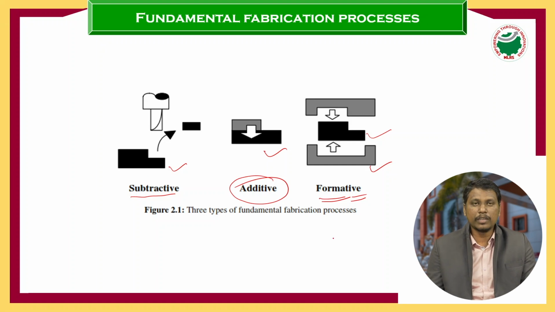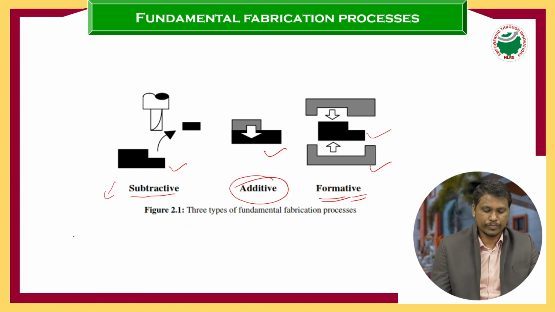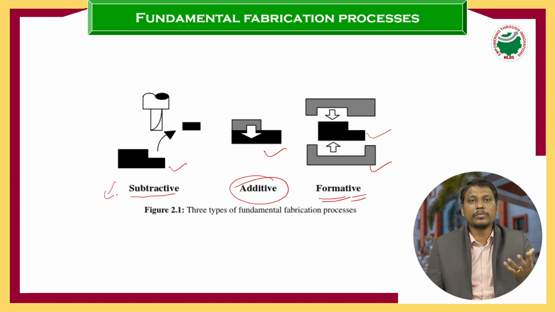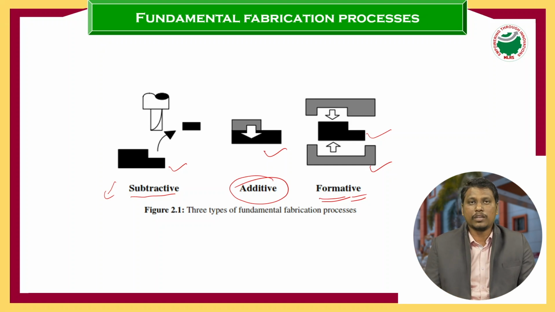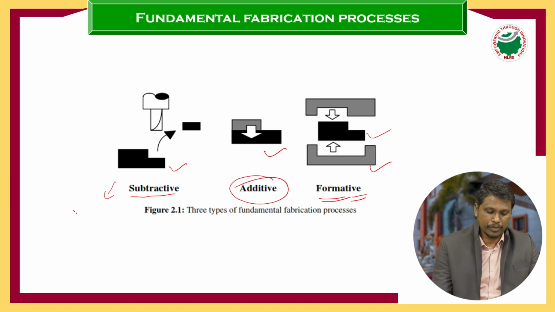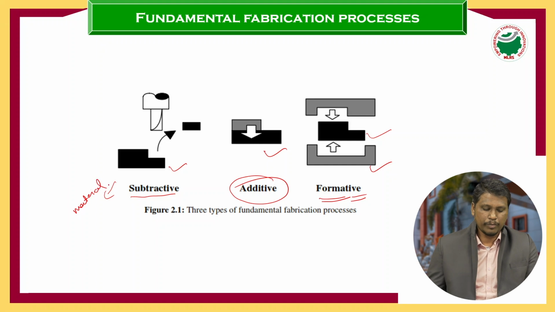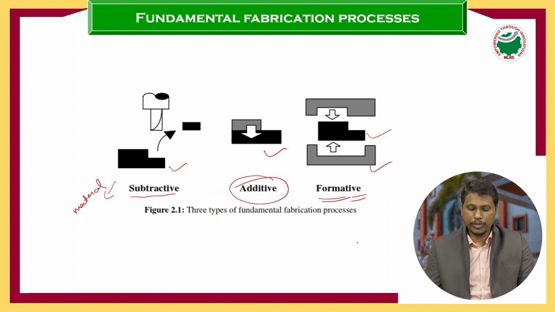Here there are three important points. When you compare these three processes, there is one important advantage in additive manufacturing. What is that? In subtractive, material wastage is more, because we are removing the material from the raw material. Whenever you remove material from the raw material, we don't know whether the shape will come or not. If it is not coming, that entire raw material we have to keep as scrap only. So more material losses will be there. Coming to formative also, same like that, material loss will be there.